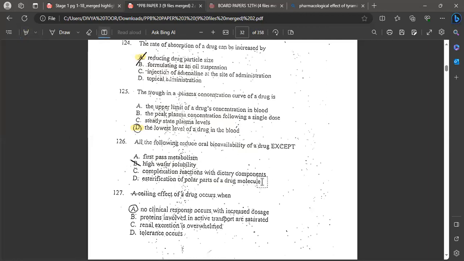High water solubility. Sasa umesema esterification inafanya nini? Kindly repeat. No, nimeuliza what will happen if you a polar part is nini? Sasa ujibu juu umeunmute. Sikuwa nimeunmute.